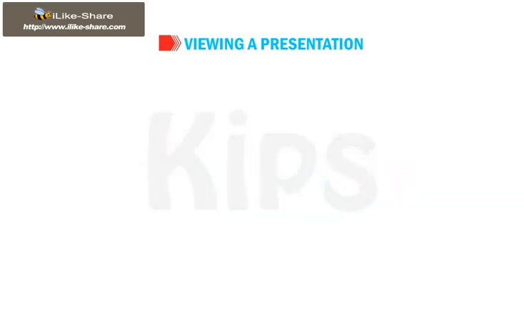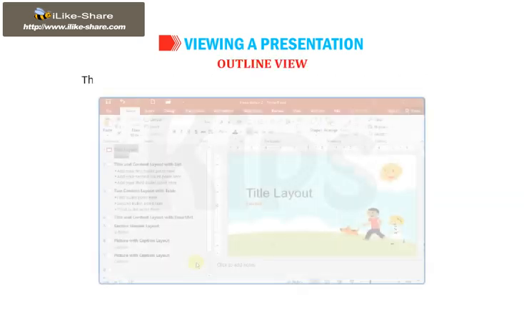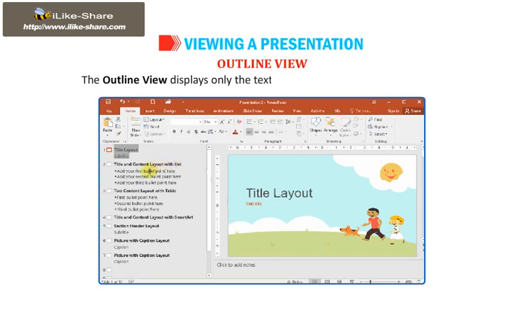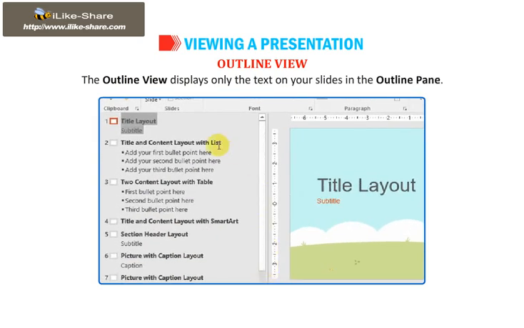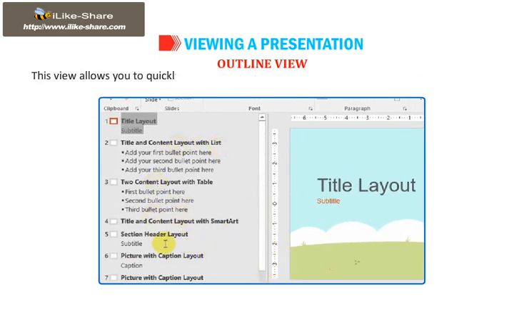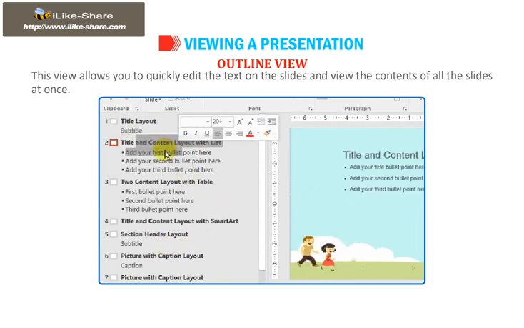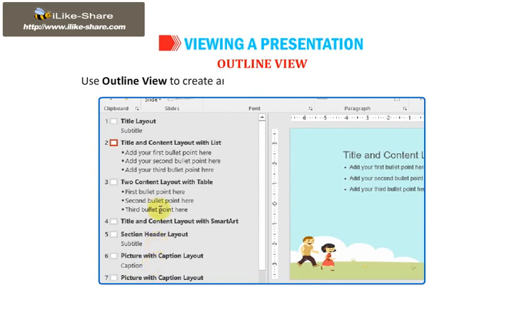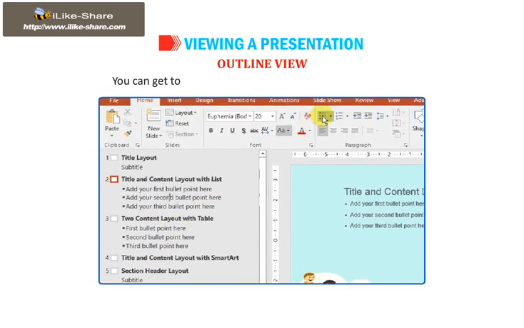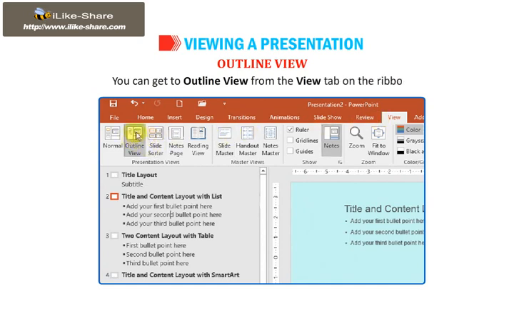Let us talk about outline view. The outline view displays only the text on your slides in the outline pane. This view allows you to quickly edit the text on the slides and view the contents of all the slides at once. Use outline view to create an outline or storyboard for your presentation. You can get to outline view from the View tab on the ribbon. It displays the slide text in the outline pane.